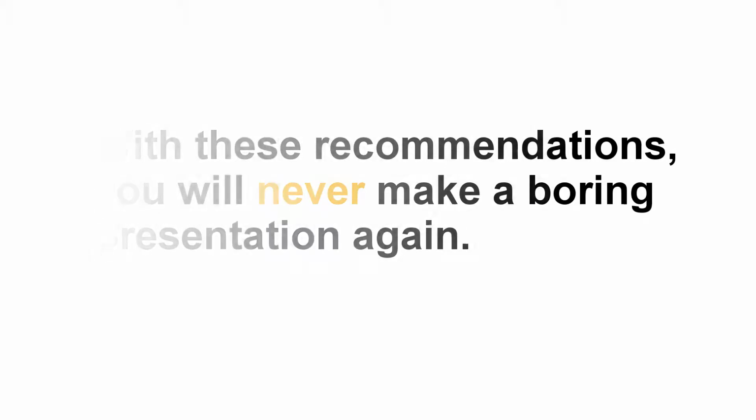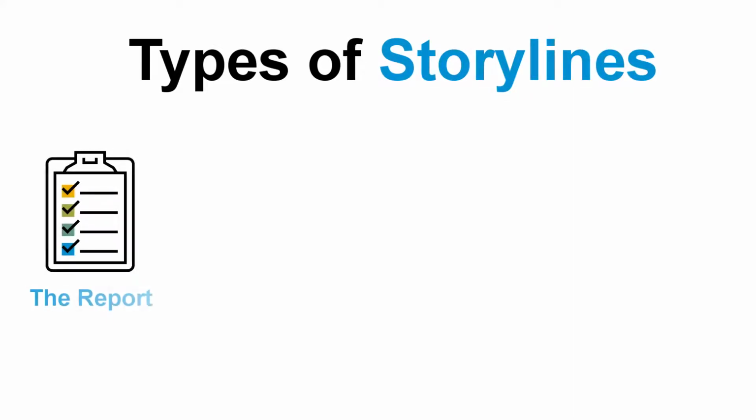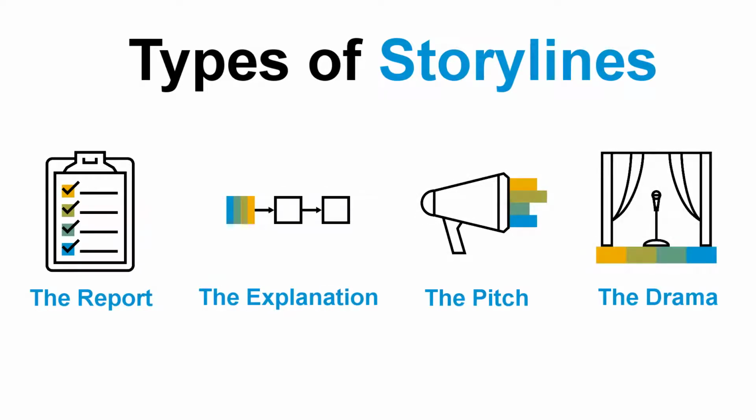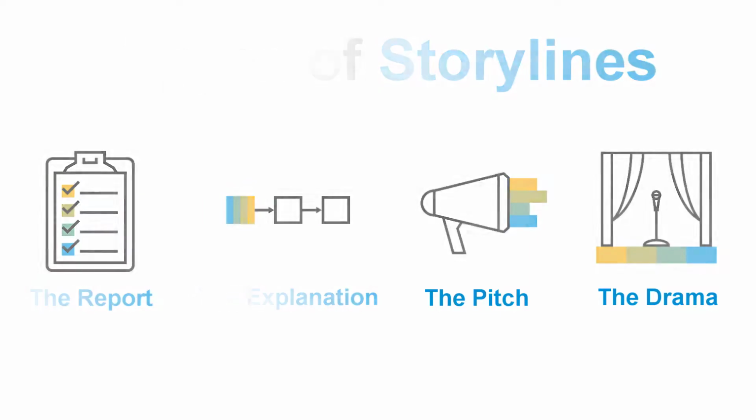Now that you have all the elements in place, you'll need to think about how you want to deliver your story. Visual storytelling expert Dan Rome suggests 4 types of storylines to follow: the report, the explanation, the pitch, and the drama. Let's see these in more detail.